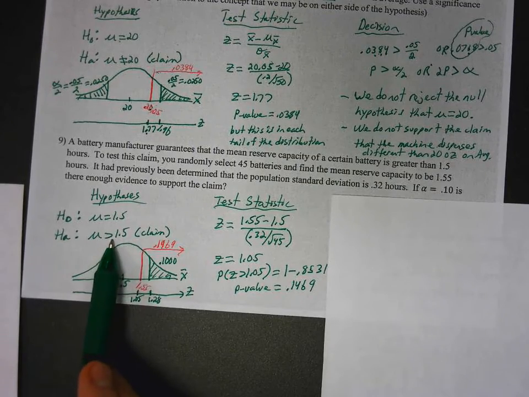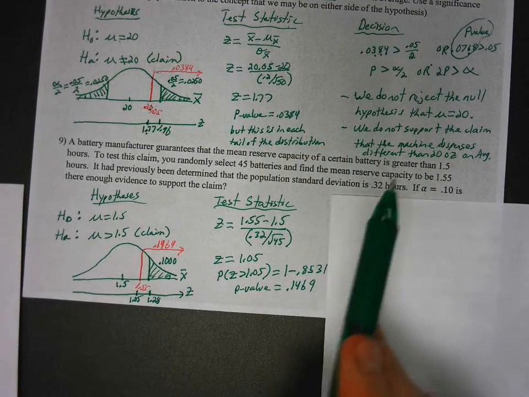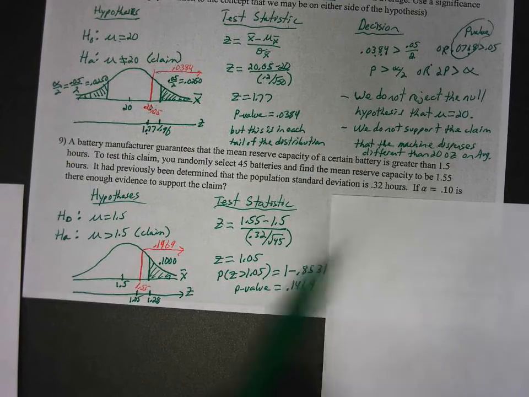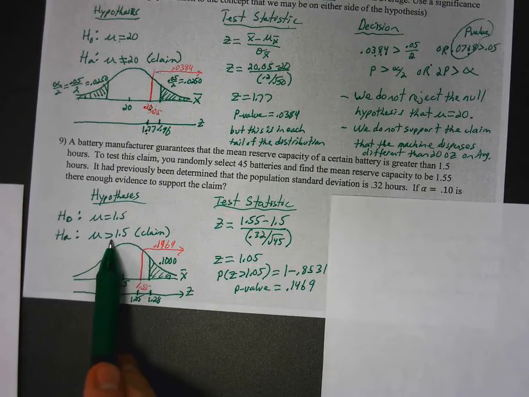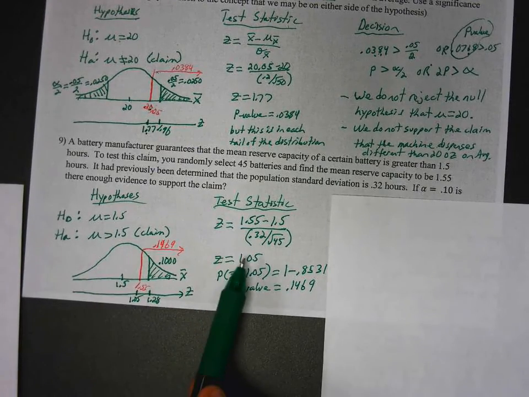If that was a not equal to, so if they claim that their mean reserve capacity was not equal to 1.5 hours, it'd be shaded on both sides. And this alpha value of 0.1 will be 0.05 now to split between the two ends, if that was mu not equal to 1.5. Okay, so we found our test statistic to be 1.05.